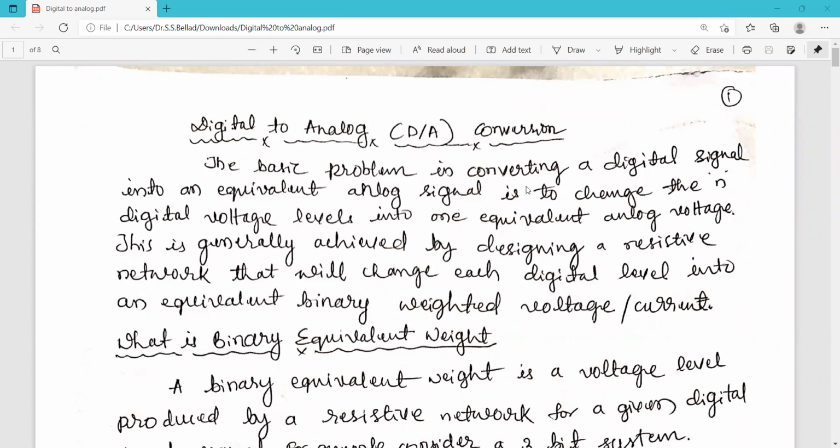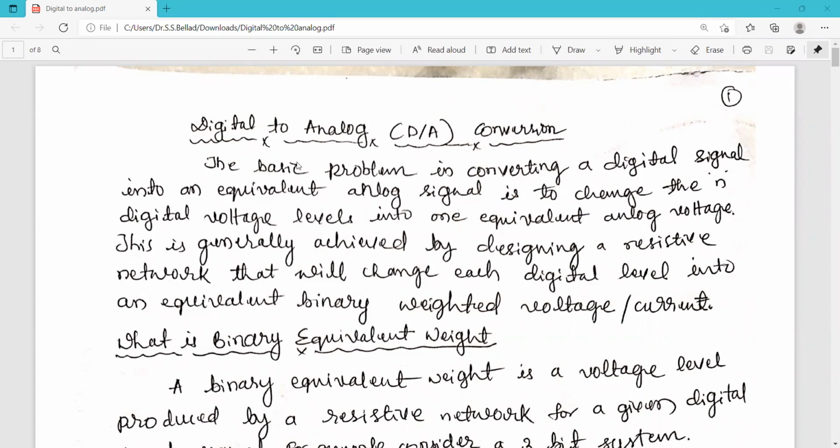Welcome to this topic of digital to analog conversion. This is a chapter from the paper Electronic Circuits and Devices.